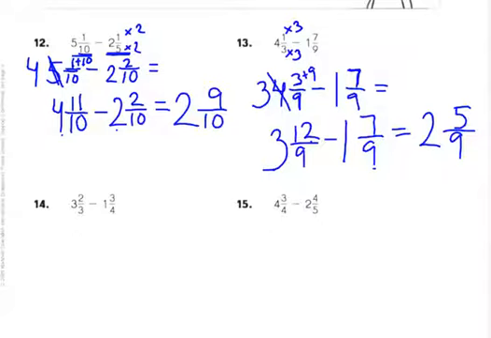Okay, let's look at number 14. 3 and 2/3 minus 1 and 3/4. Well, this is a case of having to look at both fractions and multiply by the opposite denominator. So the 2/3 we will multiply by 4 because that's the opposite denominator.